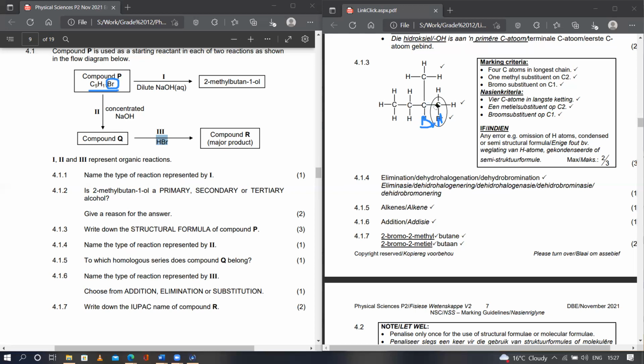Do you understand that part? Or should I explain why it goes there instead of the first one? Can you please explain, sir?